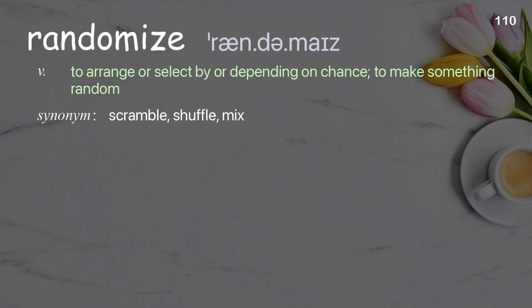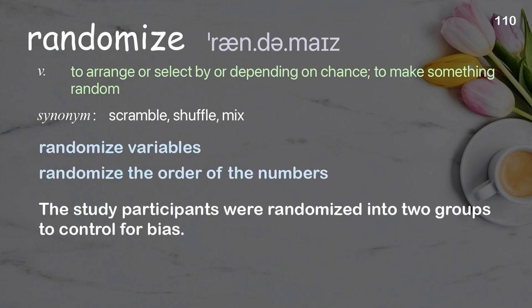Randomize. To arrange or select by or depending on chance, to make something random. Examples. Randomize variables. Randomize the order of the numbers. The study participants were randomized into 2 groups to control for bias.